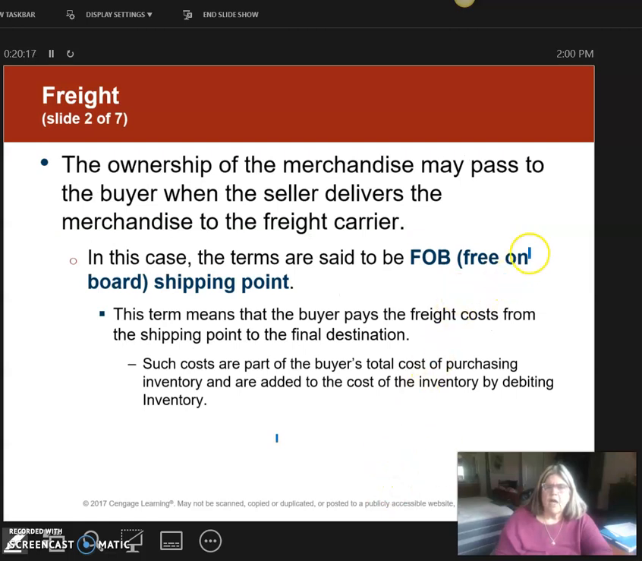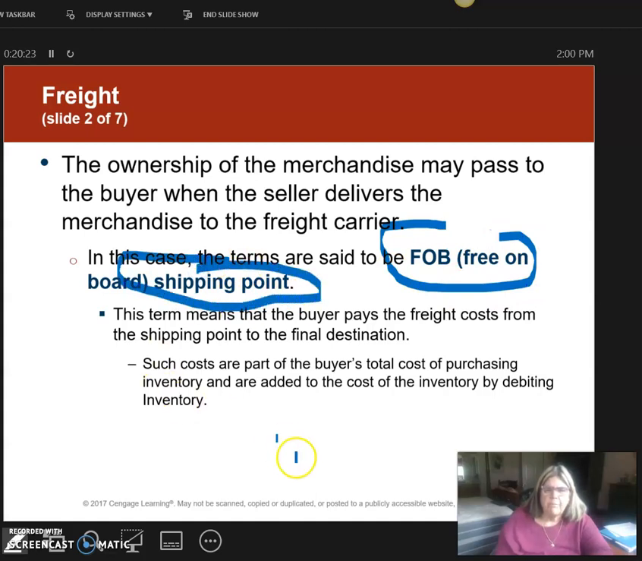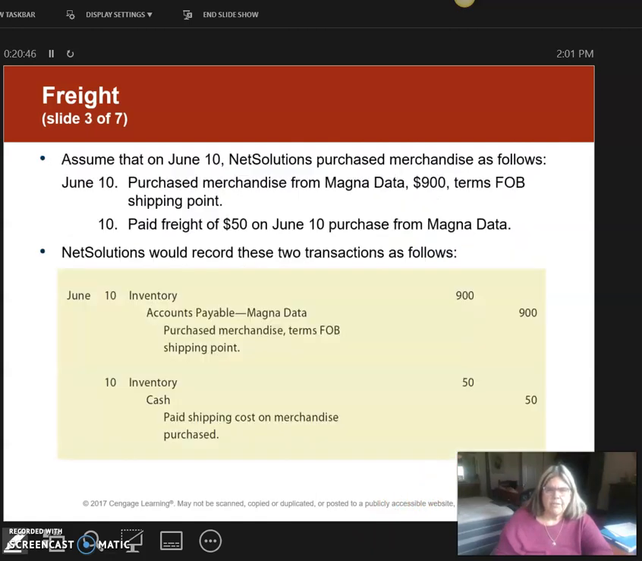Okay, so we're going to talk about this term. It's called FOB shipping point. FOB shipping point is the buyer pays the freight no matter what. So I'm going to give you an example of it on the next slide. So you understand that the buyer, if they're paying the freight into them, that freight actually becomes cost of the product that they're going to sell.